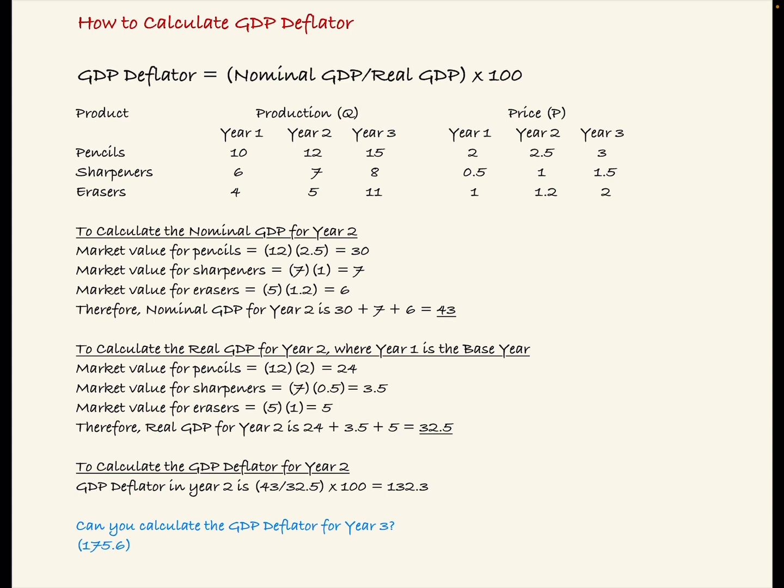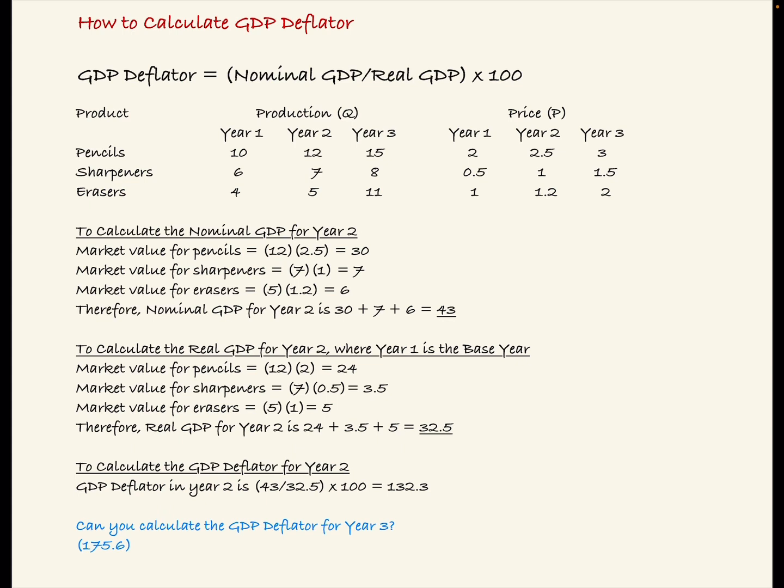Now, when we find nominal GDP, we need to multiply the quantity of production of the product in year 2 by the price of that product in year 2. So, to find the market value for pencils, we multiplied the quantity of pencils produced in year 2, which is 12, by the price of pencils in year 2, which is 2.5, and that equals 30.